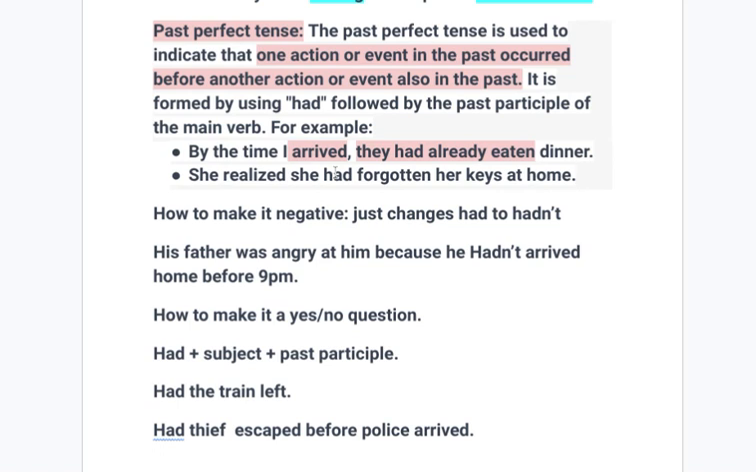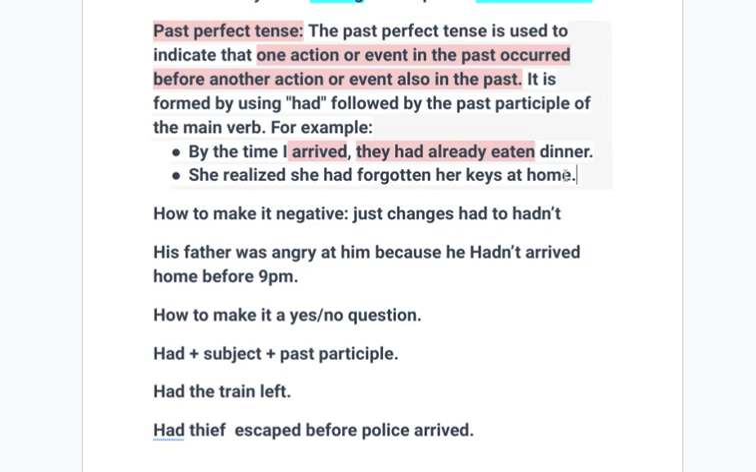If she hadn't forgotten her keys at home, she wouldn't be realizing it. So how it happened, she must be getting out of her house, in an elevator or in the parking lot. So how she realized? By stepping out of her home. So this is the right one.